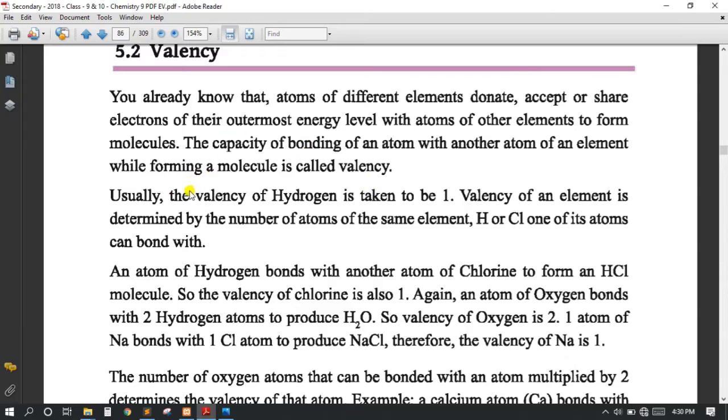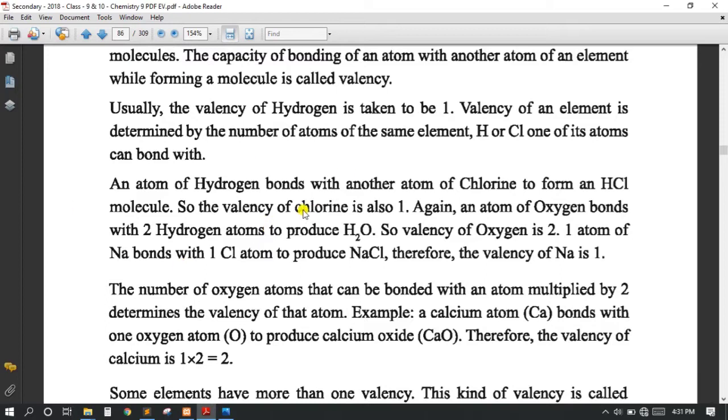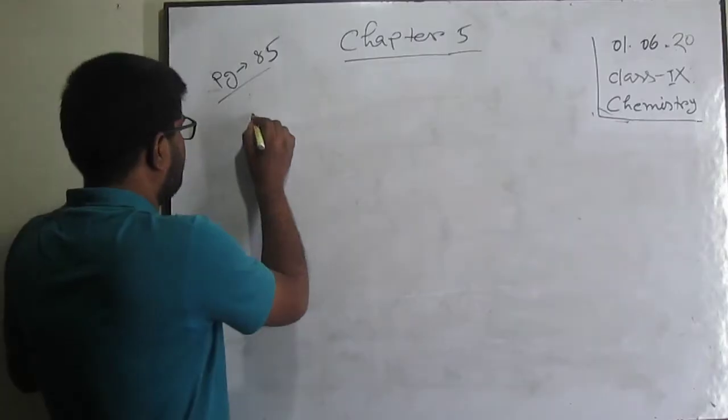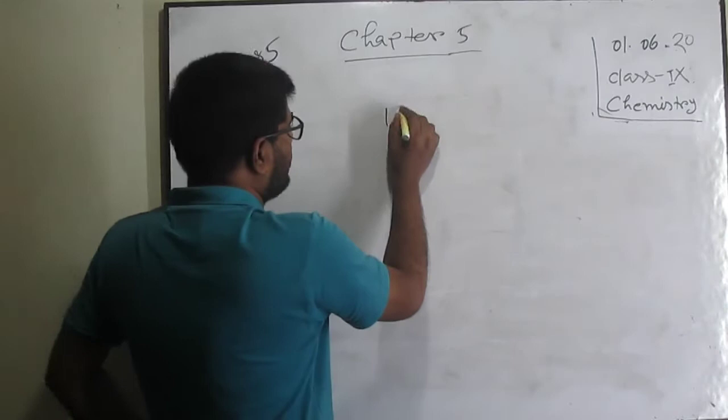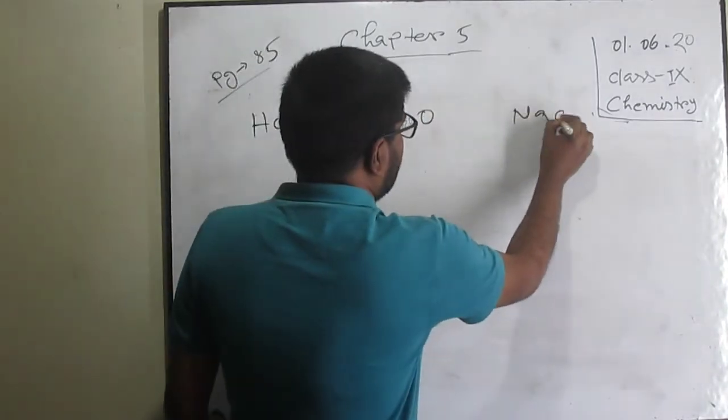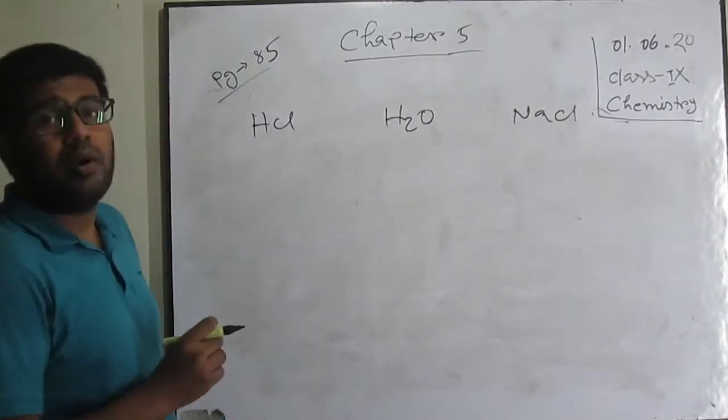Actually, valency is the number of electrons used to make a bond. Suppose hydrogen has just 1 electron, so its valency is 1, no problem. Now we will discuss a few compounds like hydrochloric acid, water and sodium chloride. So first HCl, then water, then sodium chloride. This is given in our book.